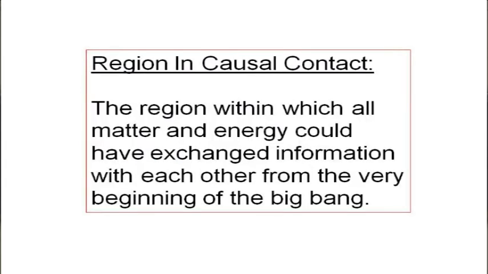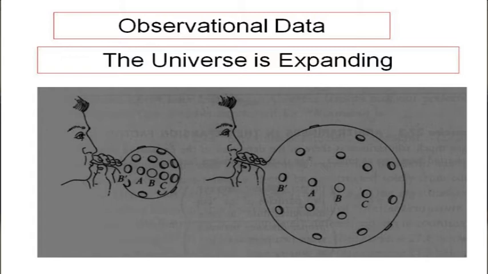So the region in causal contact, as it's called, within which matter and energy could have exchanged information, is much smaller. I'd like to tell you a little bit more about that to show that things are somewhat quantitatively precise. Now, the conceptual framework to actually do cosmology is provided by Einstein's general theory of relativity, and this is a very good time to bring it up because this is the 100th year. He wrote his great paper in 1915, and this is the 100th anniversary of that great paper. That's a remarkable achievement, but one we can't go into today.